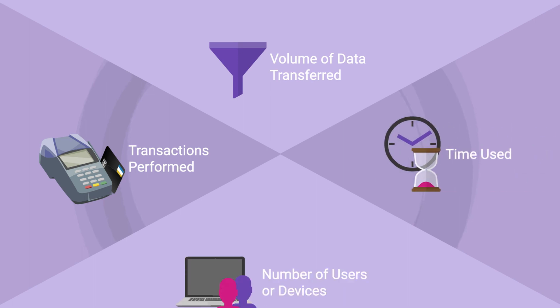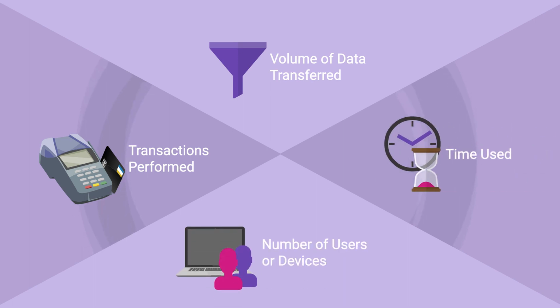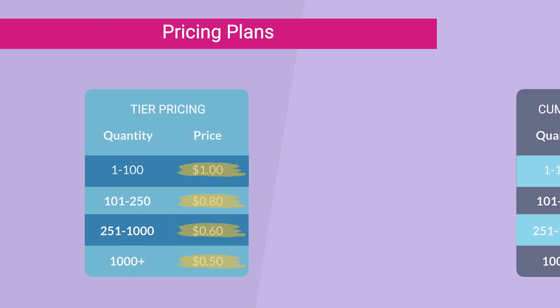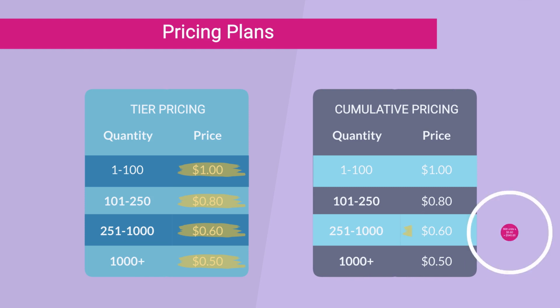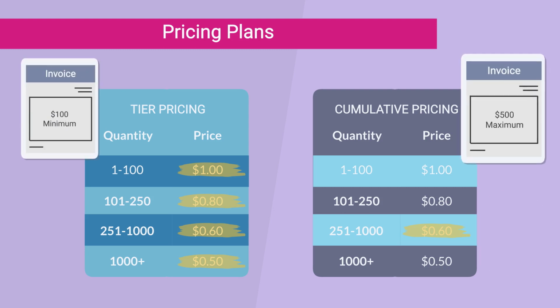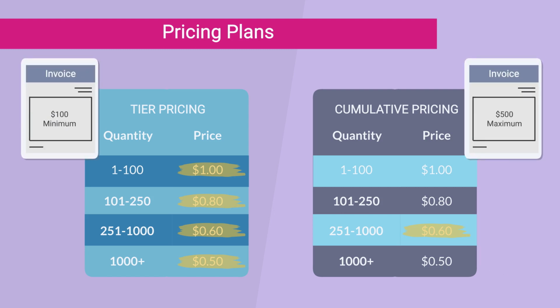For example, you may charge by number of transactions performed, volume of data transferred, time of services used, or the number of users or devices connected. You may offer tier pricing, where customers pay a price for each unit in a tier, or you may offer cumulative or volume pricing, where customers pay a price for their total number of units consumed. You may also charge a minimum, a maximum, or overage charges, which can change from contract to contract.